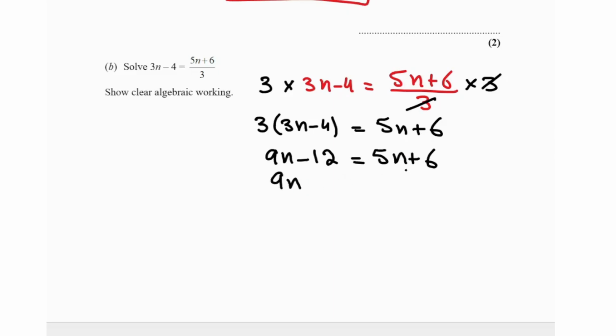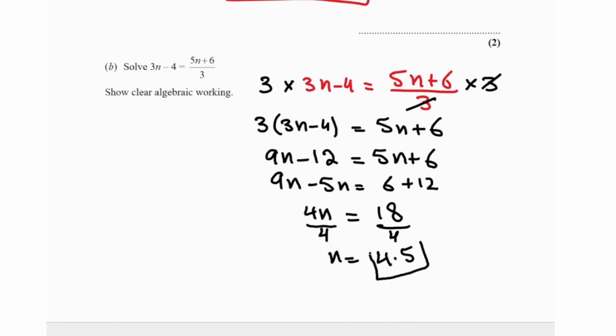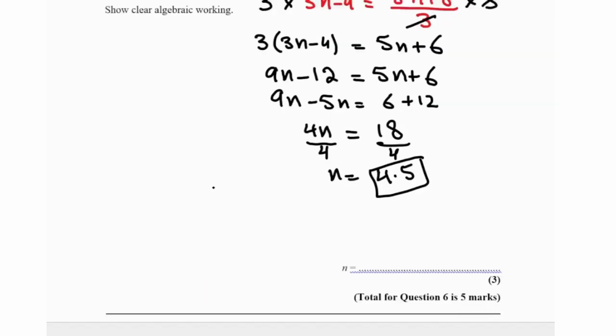So now we're going to collect the like terms. 9n minus 5n is equal to 6. If we bring minus 12 to the other side, that becomes 12. 9n minus 5n is 4n, equal to 18. To get rid of this 4, we're going to divide both sides by 4. So n is equal to, if we divide both sides by this one, you will get 4.5. So n value is 4.5. Okay, now we're going to move on to the next question.